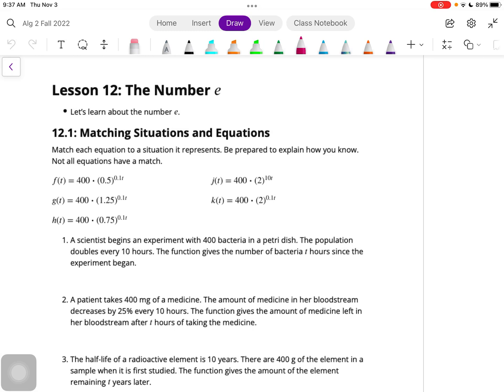Right, so let's take a look at Unit 4, Lesson 12, the number E. And so we have another letter representing a constant value. It's not a variable, it's a constant value. And we've talked about some before.